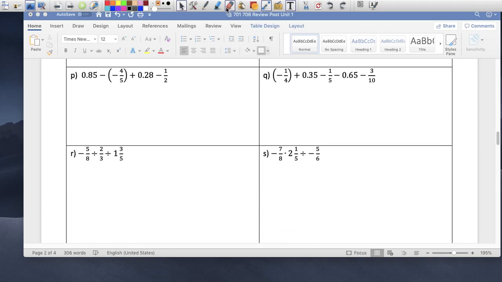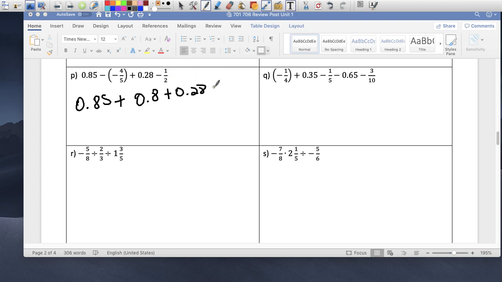For this one, I'm actually going to change everything to a decimal. So that's already a decimal. But here I'm going to take advantage. I'm going to change that to plus. I'm going to change this to the opposite inverse. So what's 4 over 5? 4 over 5, 0.8. Plus 0.28.